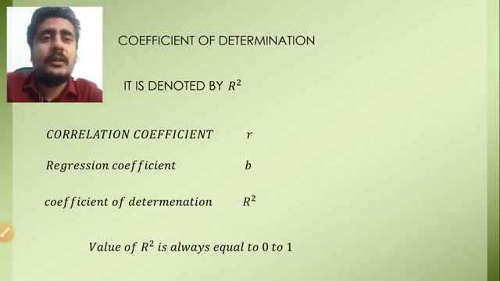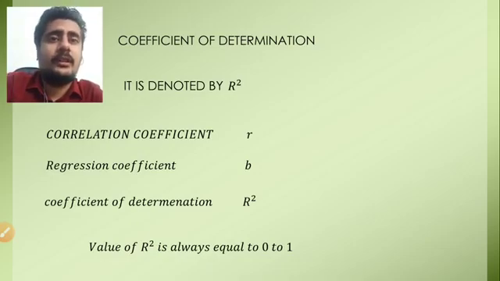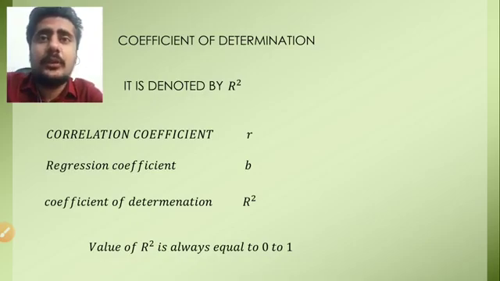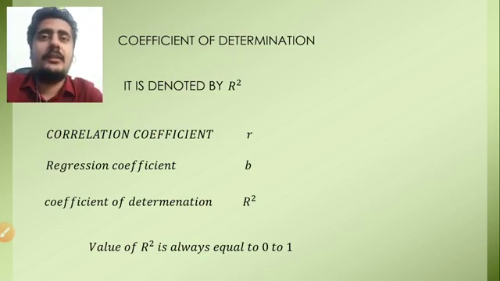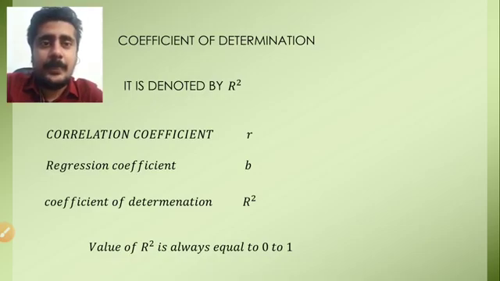I have taught you some terms which have the word coefficient in them. The correlation coefficient is also known as r, the regression coefficient is b, and the coefficient of determination is r square. So you should differentiate all the terms.